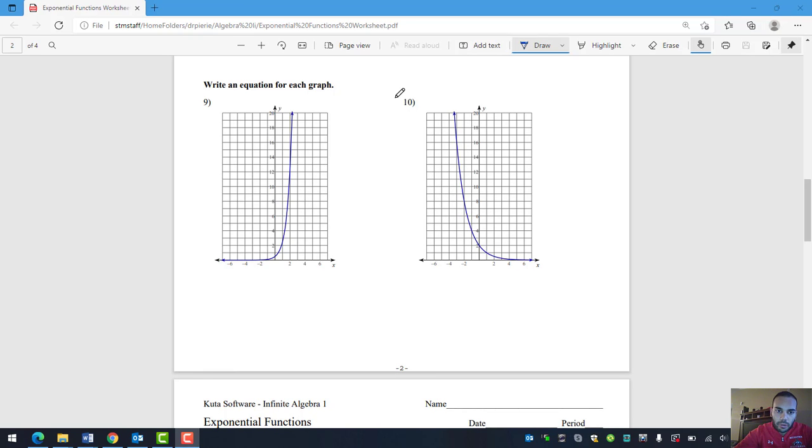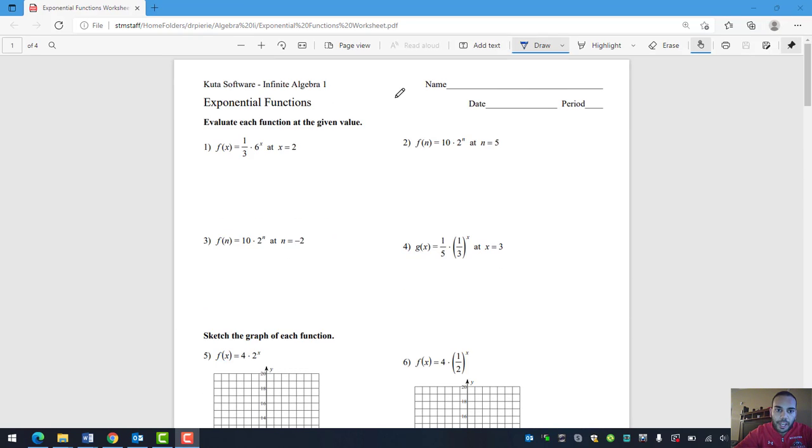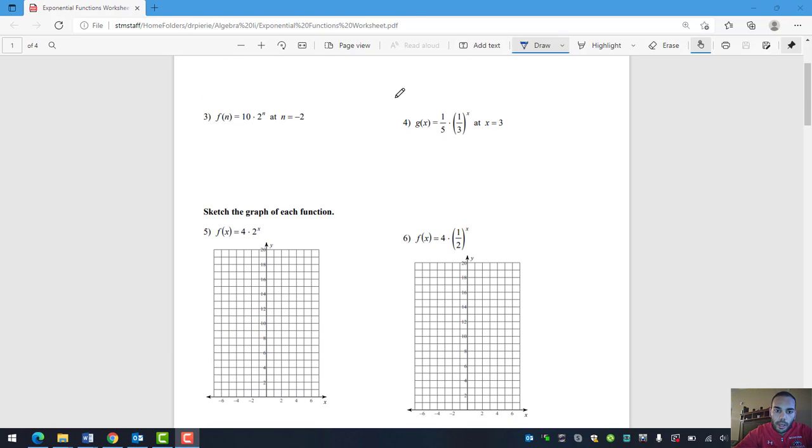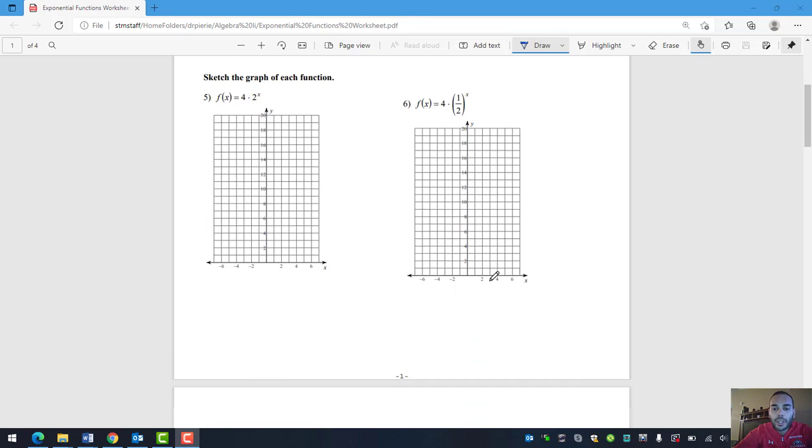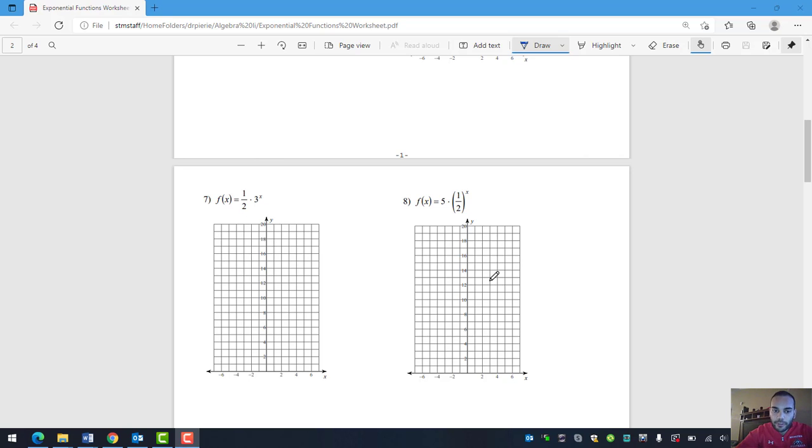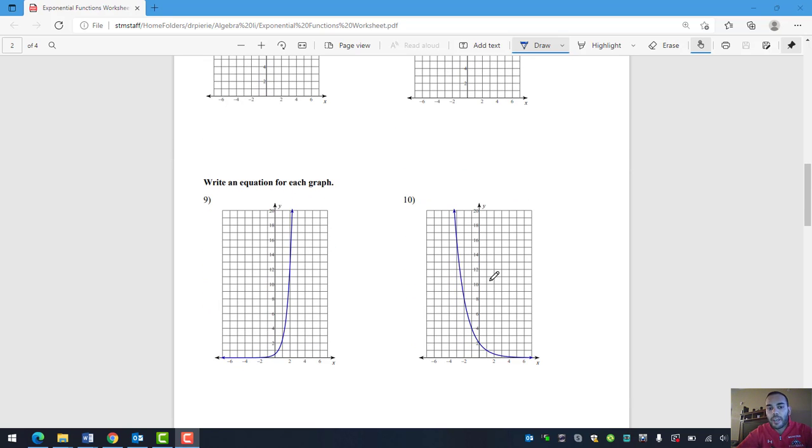Okay, so we're going to take a look at questions 9 and 10 on the exponential functions homework. As I handed you guys this worksheet, what I told you is that you can definitely do the first 8 questions, but 9 and 10 might be a little bit more complicated. Okay, why are 9 and 10 a little bit more complicated? So this time we're working backwards.